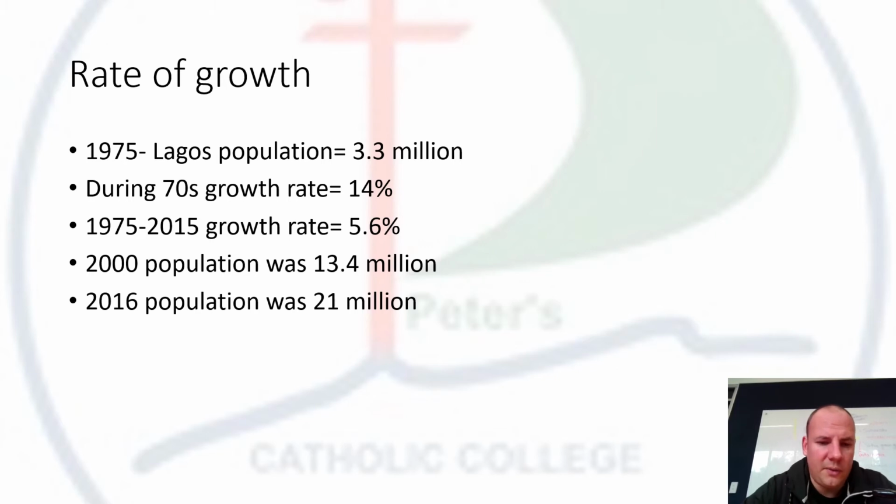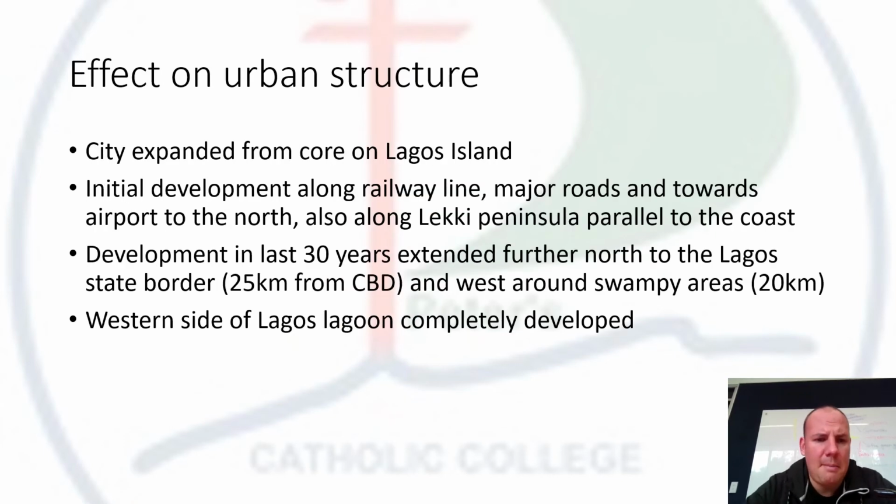But in the last sort of 16 years, it's gone up to 21 million. Some estimates predict it to be higher. So that's what we're talking about. So in the space of 40 years, it's gone from 3.3 million to 21 million. Now, this impact has had a big effect on urban structure.